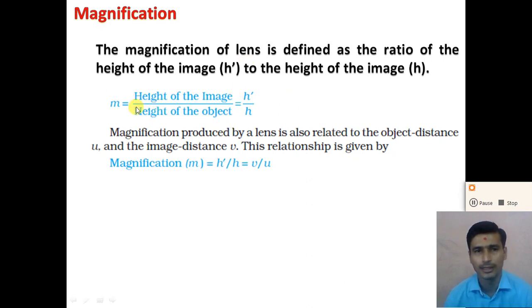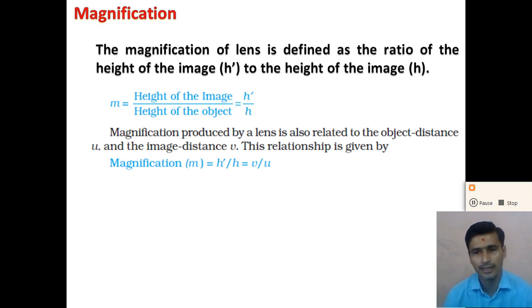So from that we can say that the equation of the magnification is m is equal to height of the image divided by height of the object. We can write it like this: m is equal to h dash divided by h, where h dash is the height of the image and h is the height of the object.